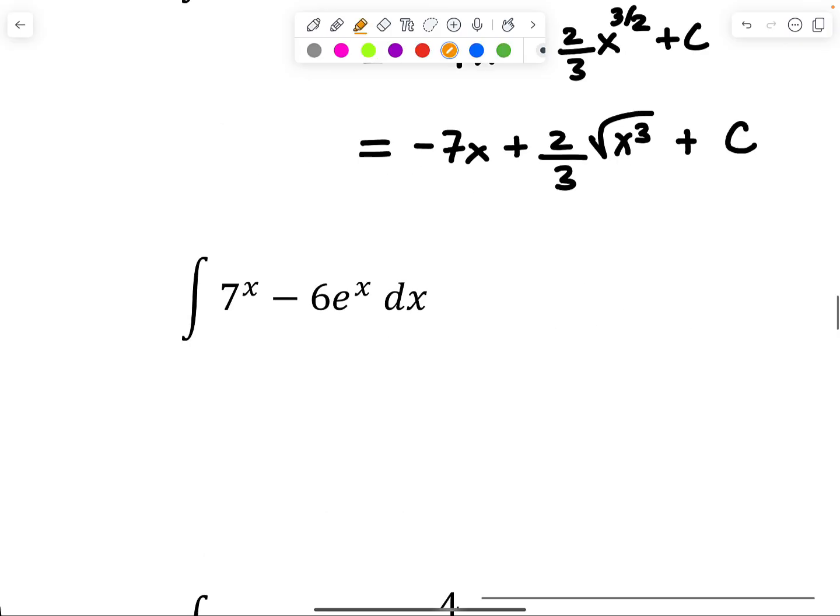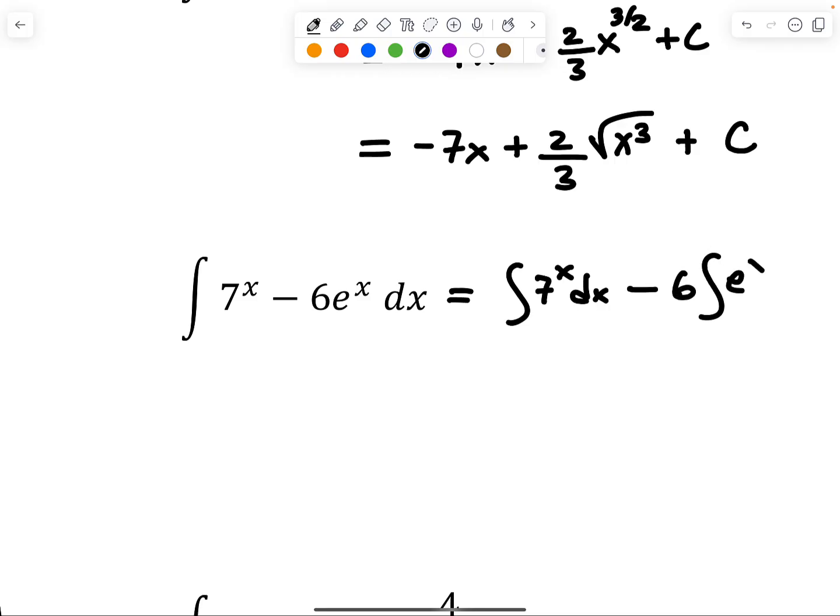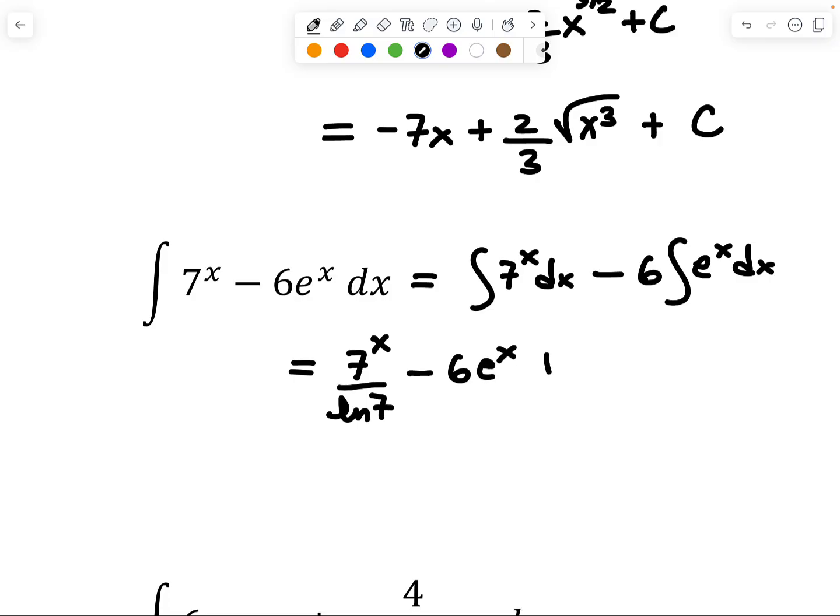Next example, we have subtraction of two functions. But I'm going to integrate these separately, so I'll integrate 7 to the x by itself, and then minus, and then the 6 I can factor out and just integrate e to the x by itself. Well, the antiderivative of 7 to the x was 7 to the x divided by the natural log of the base, and then minus 6 times, and the antiderivative of e to the x is just, again, e to the x, and then plus c.